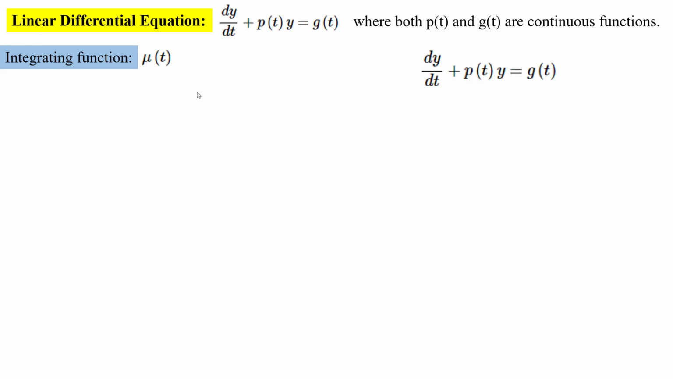Here's another mysterious step. I'm going to start with my original ODE and multiply every term by this mysterious function mu of t. So mu of t times dy/dt plus mu of t times p of t times y equals mu of t times g of t. Now, look at the left side.